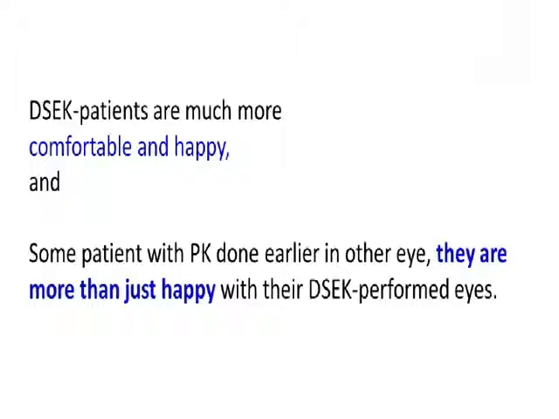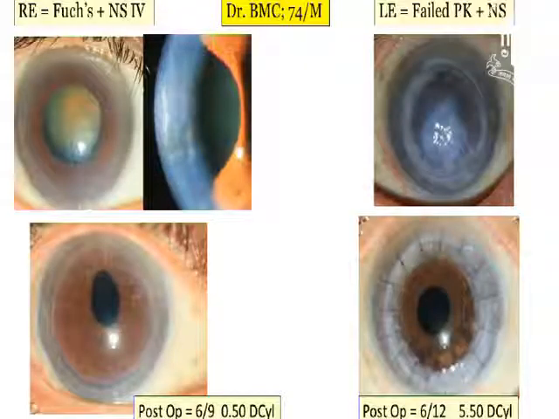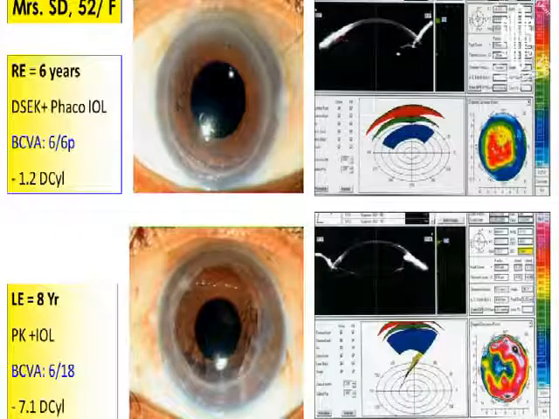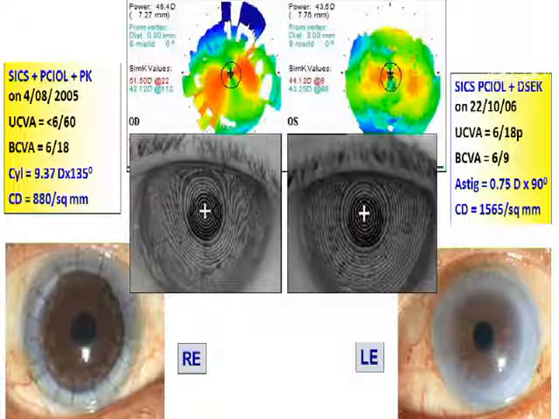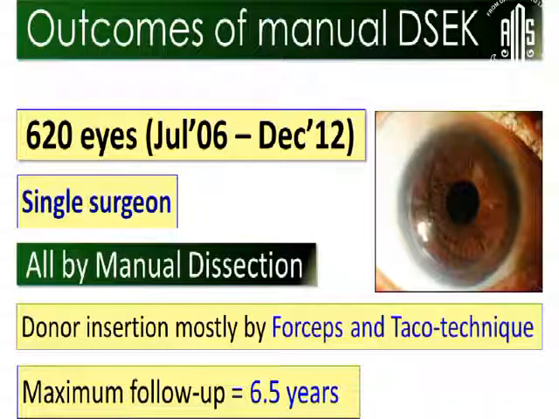The DSEK patient is much happier and more comfortable when they compare with the other eye, especially one patient from maybe 8 years back. You see all the complications of PK in the other eye. This is another patient. All the patients are much more comfortable and happy with their unaided visual acuity. And if you see the astigmatic pattern, they have regular astigmatism and very little astigmatism with DSEK. So I am completing my second part.